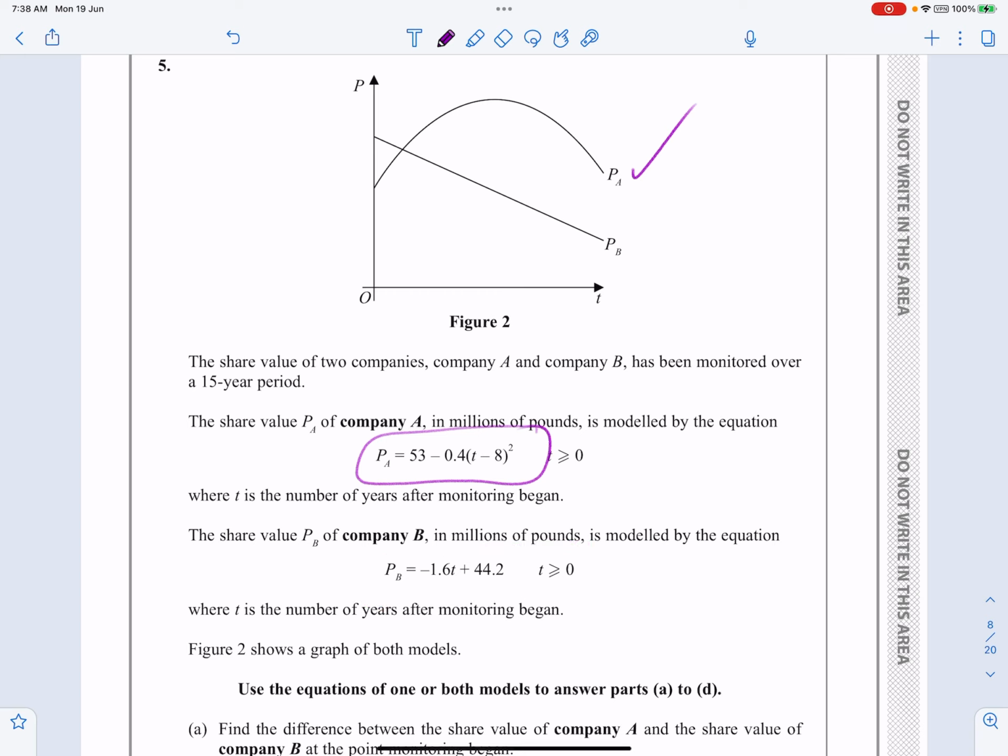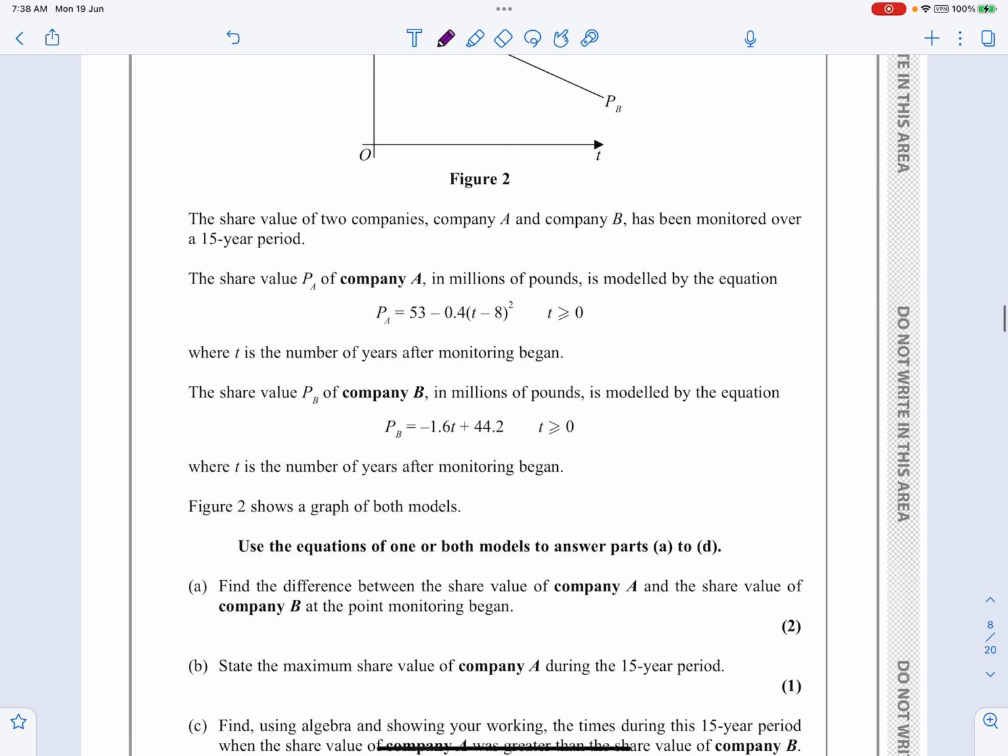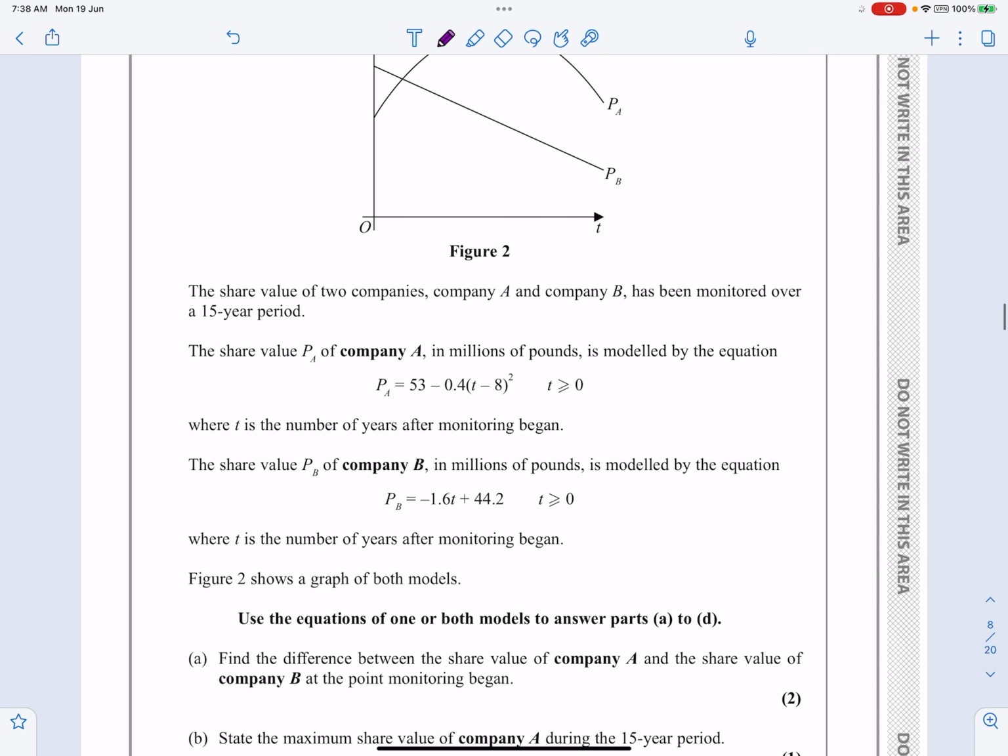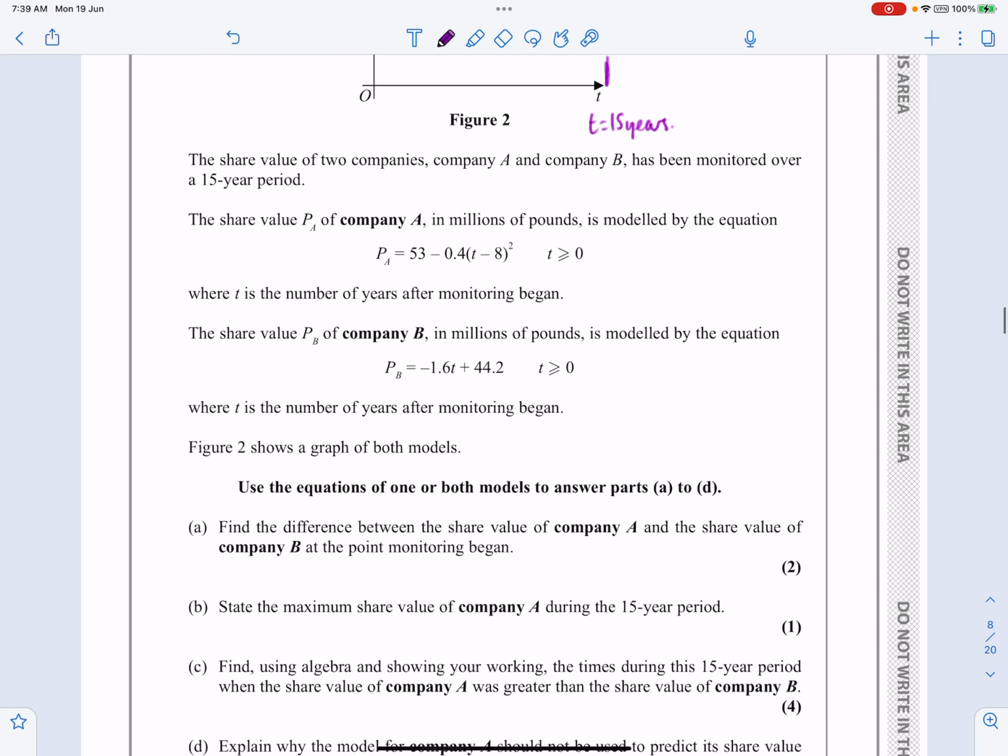And then they're going to ask us questions about what happens to the various different things over a 15-year period. That's important right at the very end, but basically this is t equals 15 years just at this point here. Right, let's get started with it.